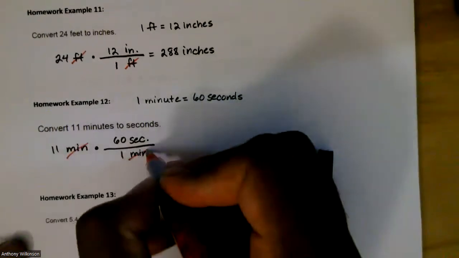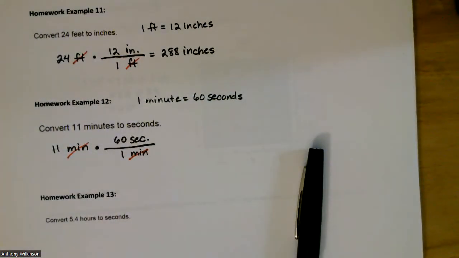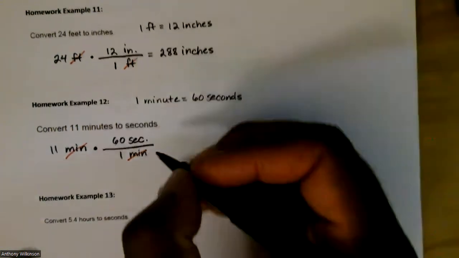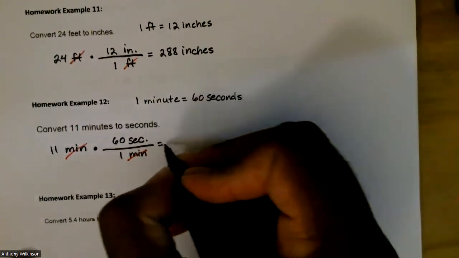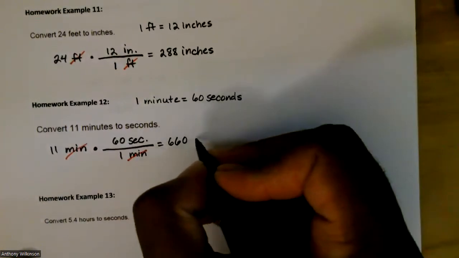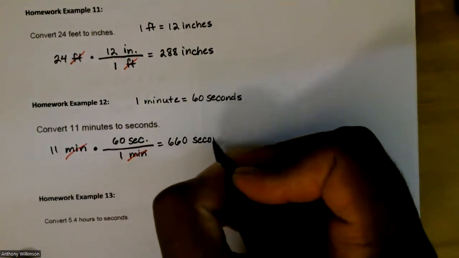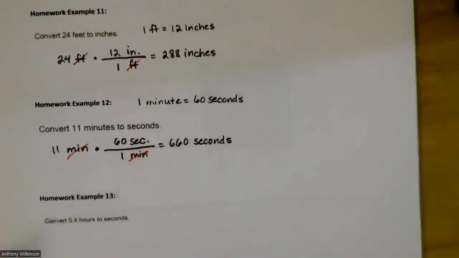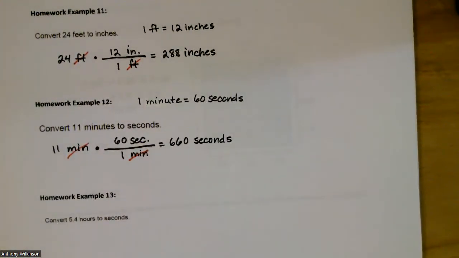So here your minutes divide out. So now we multiply 11 times 60. In this case, that's going to be equal to 660 seconds. So 11 minutes is 660 seconds.